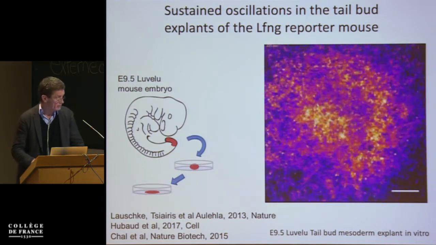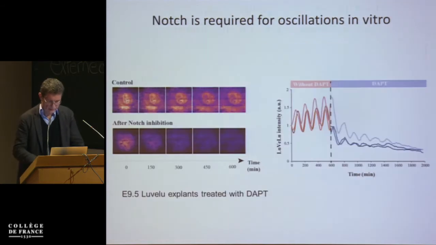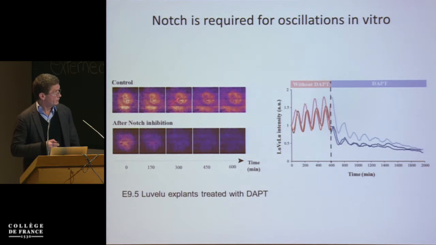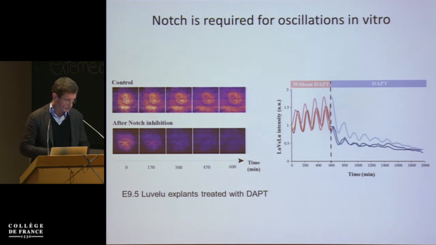And so using this system, Alexis started to dissect the dynamic property of the oscillator. And the first thing he showed is that when you treat these explants that normally oscillate with a drug that blocks Notch signaling, then you lose the oscillations. This is not unexpected because the reporter is a Notch reporter, so so far so good.